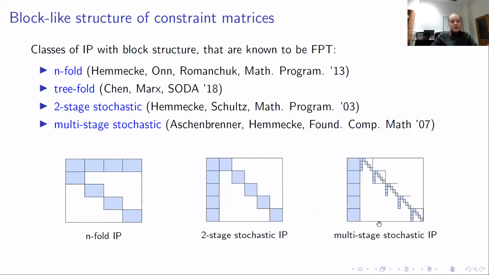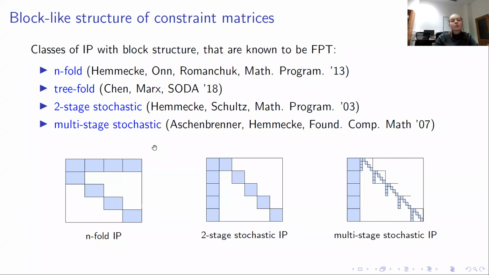And recent results in integer programming and parameterized complexity suggest or show that we can solve integer programming instances efficiently when the input instance or the constraint matrix has some kind of block-like structure. So here I have a short overview of some prominent classes that have been shown to be FPT quite recently and that have this kind of block-like structure.